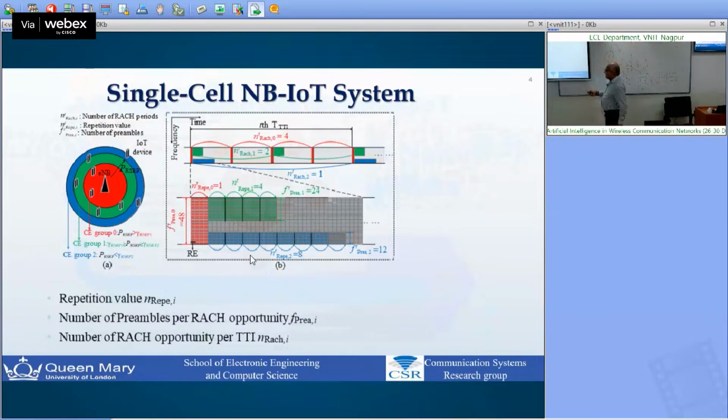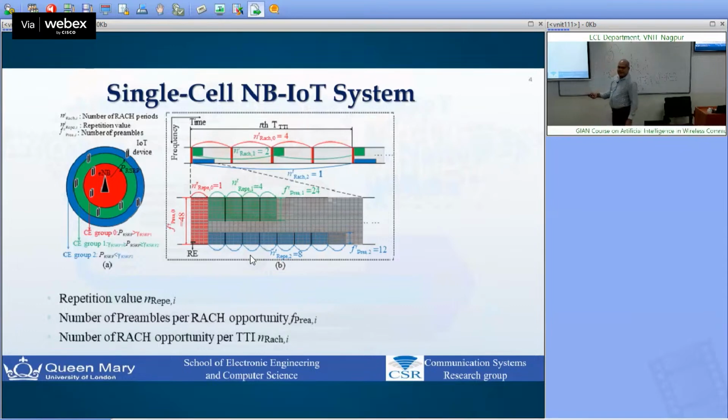The other one is the number of random access opportunities. That means, say one device has now failed. It will be allowed to try again and again and again. How many times it will be allowed to try again and again, that is the random access opportunity here.